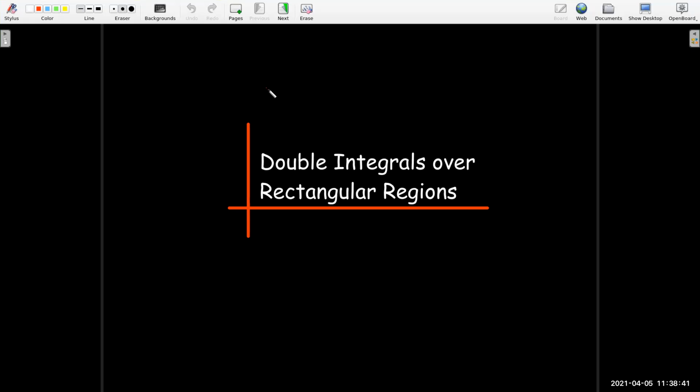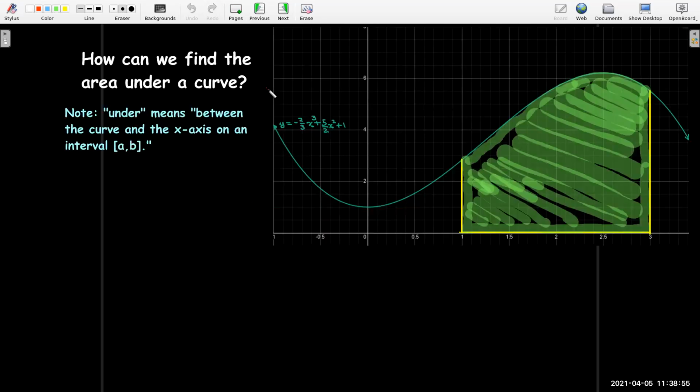In this short video, we're going to introduce double integrals with the simplest case, which is a double integral over a rectangular region. And before we talk about double integrals, let's do a quick review about integrals that we learned in Calculus 1. Our challenge there started with trying to find the area under a curve, that is the area between a curve and the x-axis, over a closed interval.